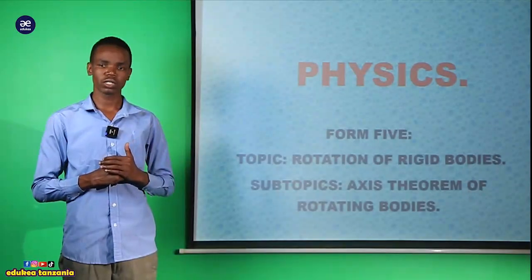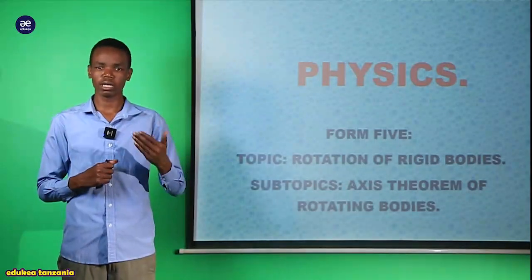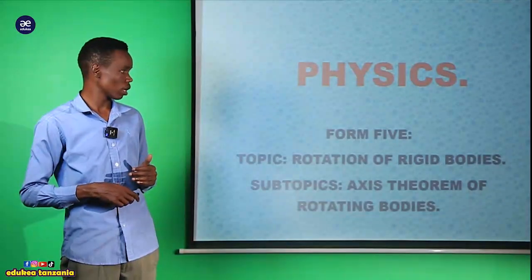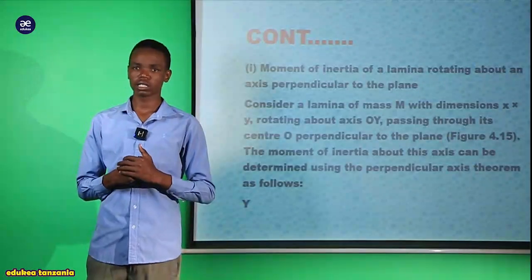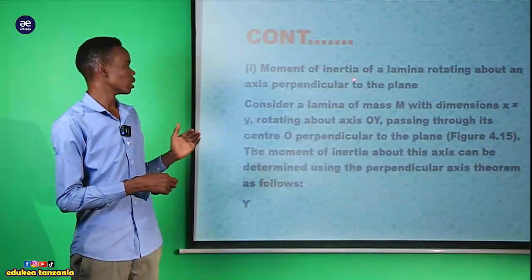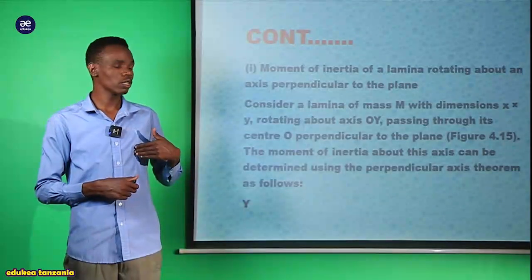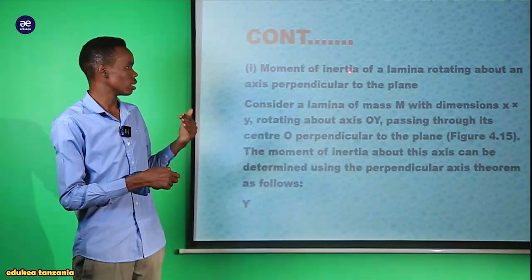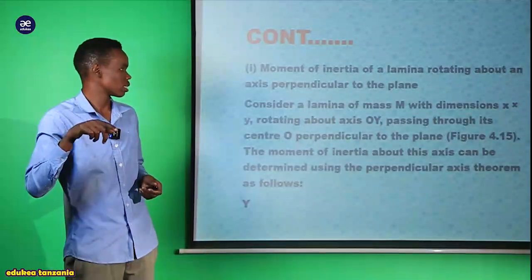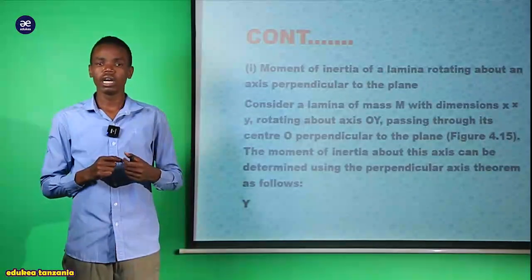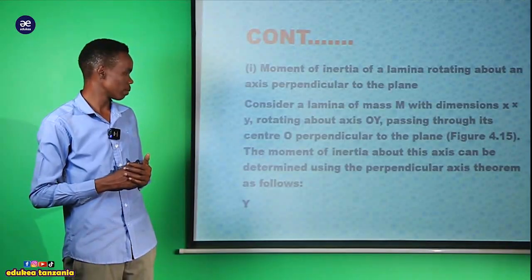After this, my dear students, we are going to see the application of the perpendicular axis theorem. How can it be applied? We are going to proceed with one application of the perpendicular axis theorem, which is the moment of inertia of a lamina rotating about an axis perpendicular to the plane. Imagine we have a lamina, and this lamina rotates about an axis perpendicular to the plane. How can we obtain the moment of inertia? That is what we are going to observe in our discussion here.